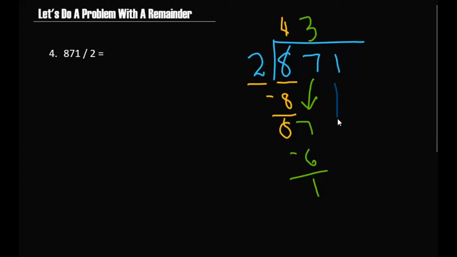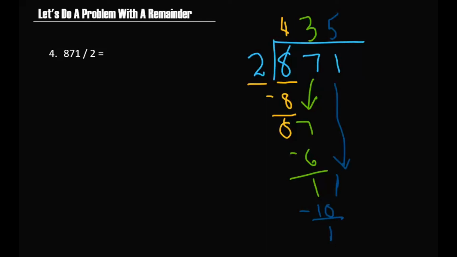Now we're going to bring the 1 down. Now our number is 11. 2 goes into 11 5 times. So we're going to write a 5 up here. 2 times 5 is 10. So we're going to subtract 10 from 11. 11 minus 10 is equal to 1.